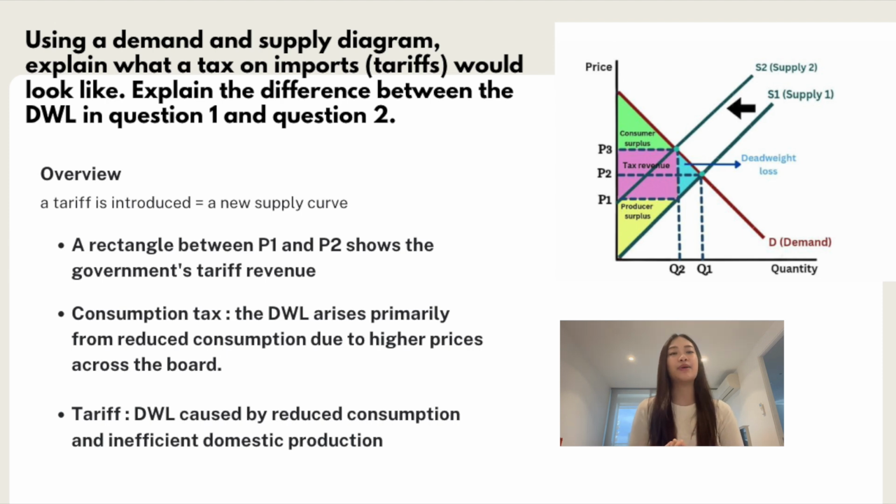Consumption tax is basically when the DWL arises primarily from reduced consumption due to higher prices across the board. And lastly, a tariff is when the DWL is caused by reduced consumption and inefficient domestic production. It means that imports are discouraged even when they are more efficient.